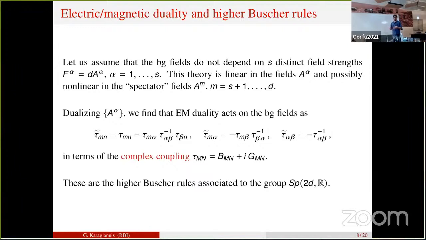And one can consider again a parent action and dualize all of these fields. And one will find that the electromagnetic duality acts on the background fields in this way here, where I have used the complex coupling tau defined like this. And you can actually see that these rules are very similar to the ordinary Buscher rules, the O(D,D) ones, in terms of the generalized metric. But there are some extra minuses, which basically force these rules to be related to the symplectic group, Sp(2D).